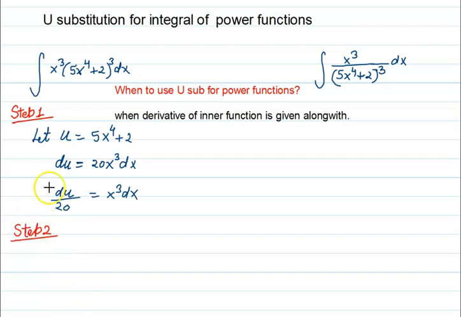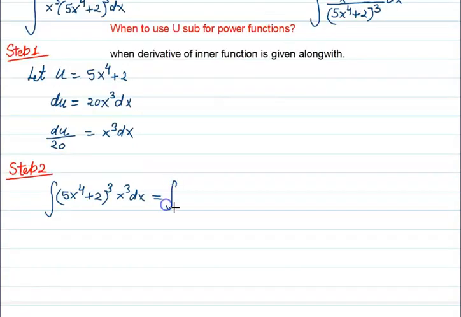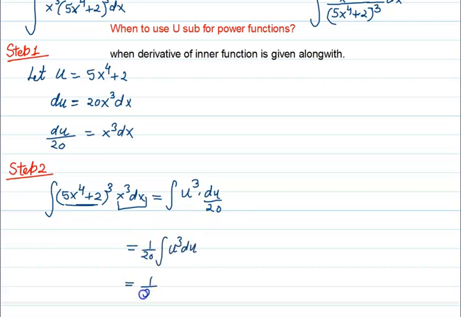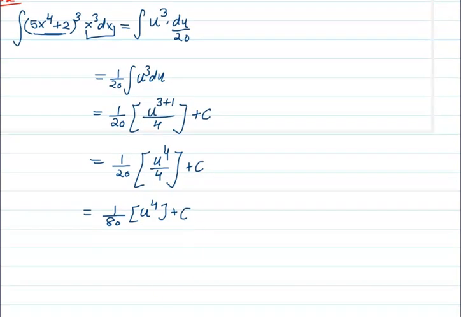For step 2, we are going to convert the given integral in terms of u. But before that, we rewrite it like this. We write the x cube along with dx so that we can easily replace it. Here, this expression gets replaced with u, so it becomes u cubed, and x cubed dx gets replaced with du over 20. Now we can move this constant out to simplify. Using the power rule of integral, we get u raised to 3 plus 1 over 4. After simplifying it, we plug back in u to write the answer in original form.